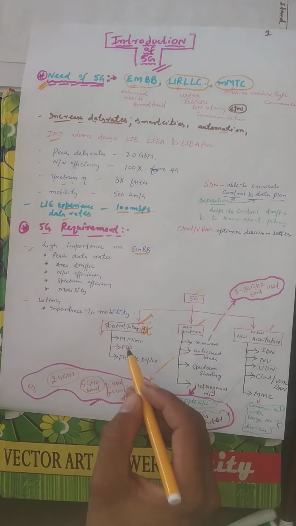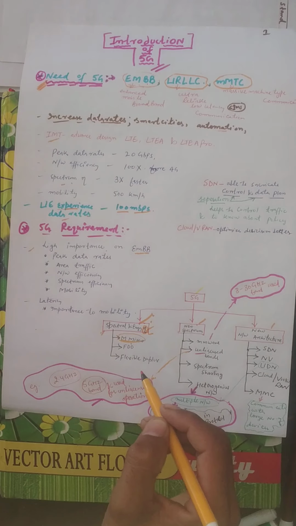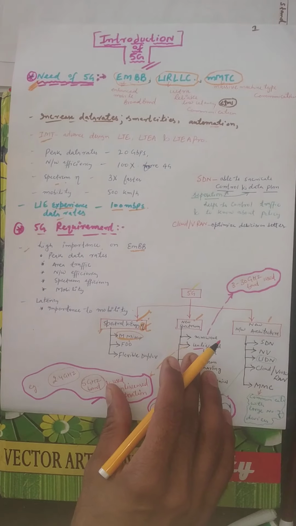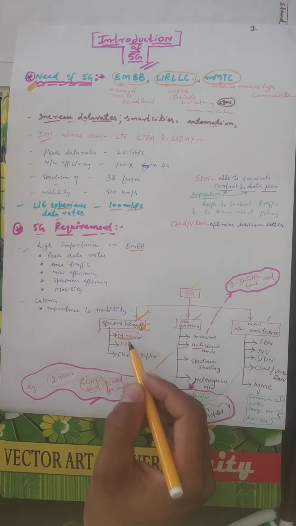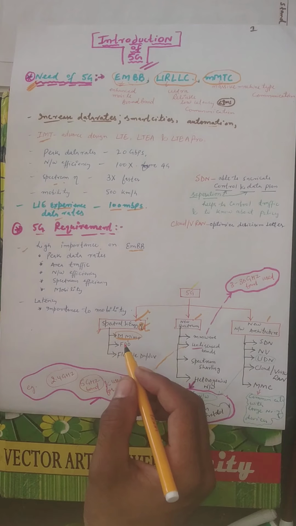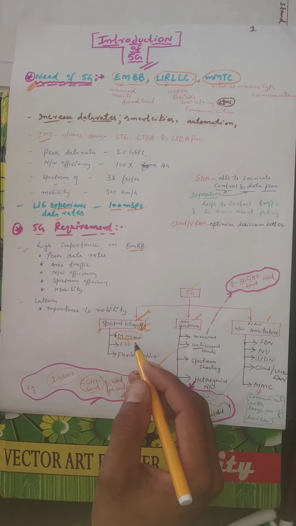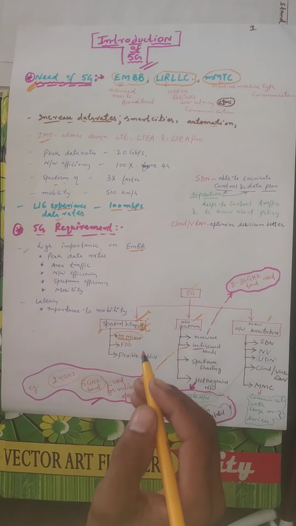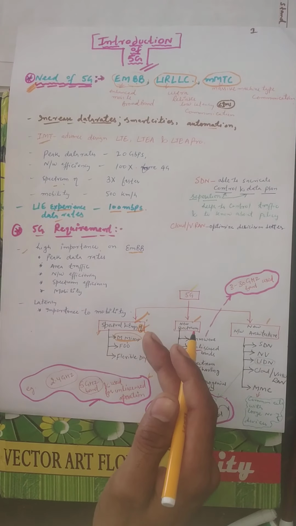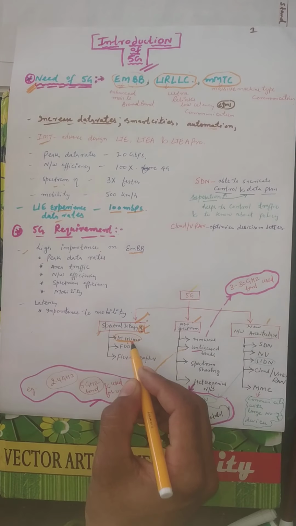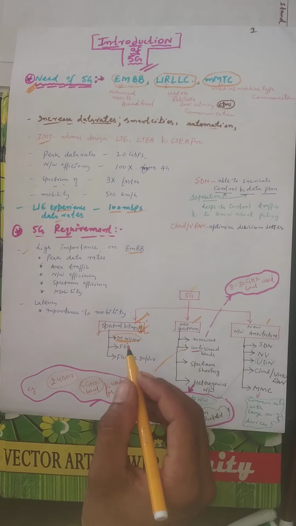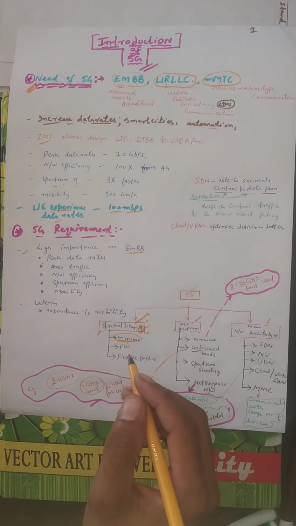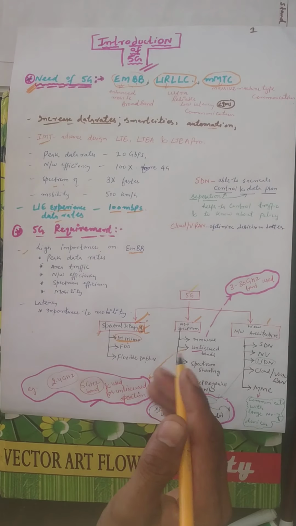First one is massive MIMO. What is massive MIMO? Massive MIMO is a massive number of multiple input and multiple output system. In the massive MIMO system, a large number of antennas is used on the base station for communicating with the users. That increases the capacity and the data rate for users. That is called massive MIMO: a large number of antennas on a single base station communicating with the users.